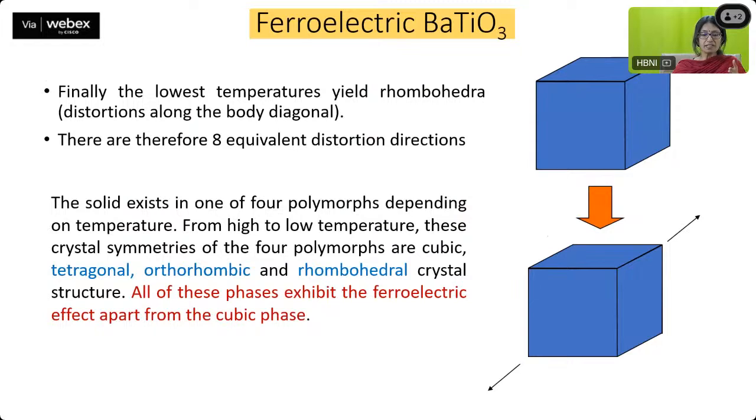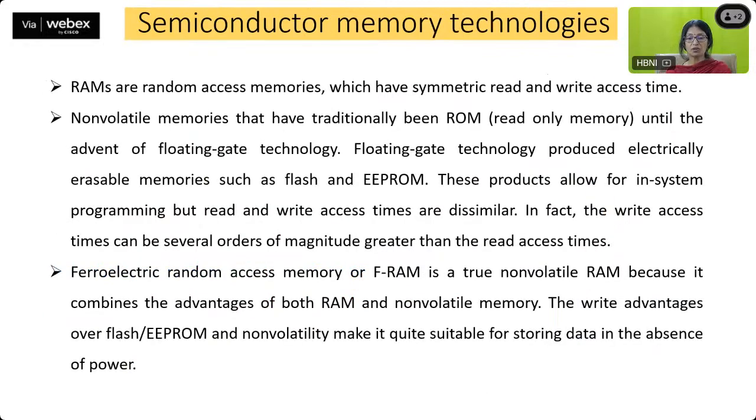So what you will find is that there's a change in the crystal structure. The crystal symmetry of the four polymorphs are cubic, tetragonal, orthorhombic and rhombohedral. All of these phases exhibit the ferroelectric effect apart from the cubic phase. So the moment there's a distortion, you find that it becomes ferroelectric. Barium titanate, calcium titanate, they all become ferroelectric.